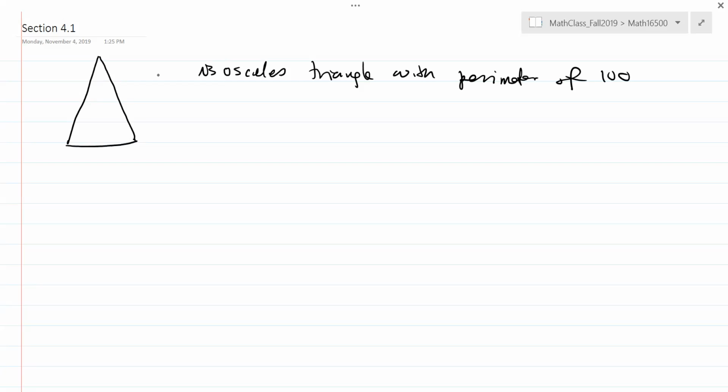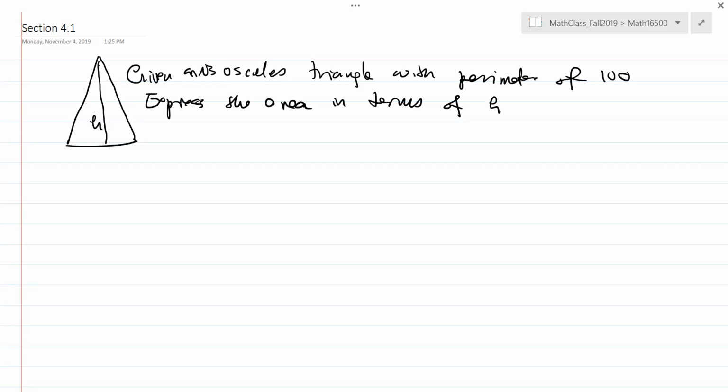Given an isosceles triangle, can you express the area in terms of any of the variables? It could be the base, could be the side, could be the height. Let's use the height, in terms of h only. Can you try? Because the perimeter is fixed.